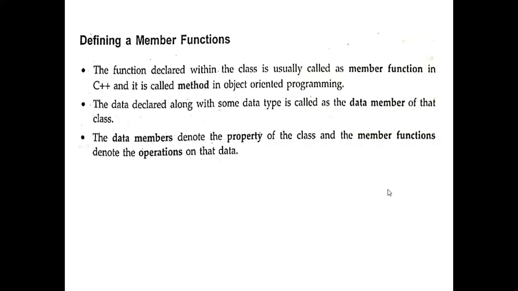The data declared along with some data type is called as data members of that class, or we use another word for data members, that is variables also. The data members denote the property of class and member functions denote the operations on the data. The functions perform some action or operations on the variables. Therefore, they are called as functions, and the variables on which the functions are performed are called as data members or variables.